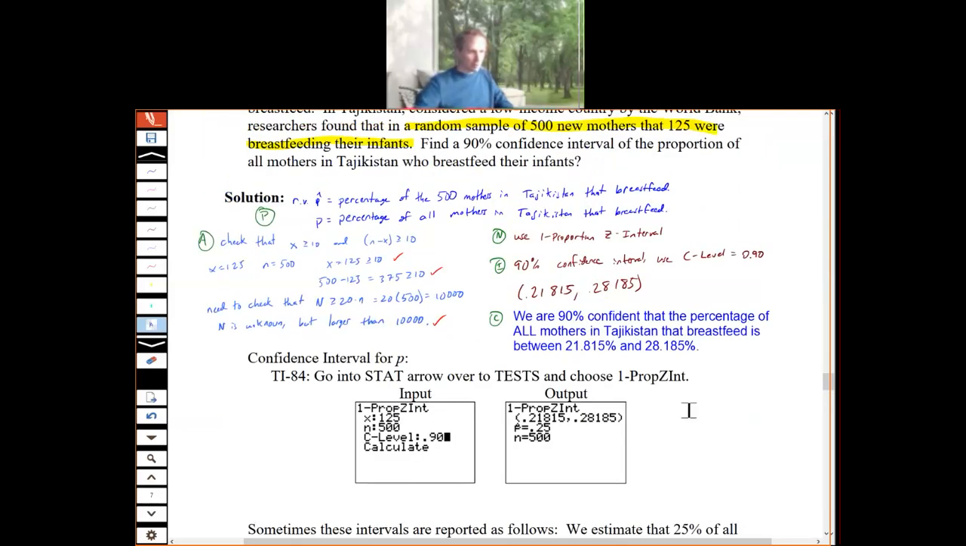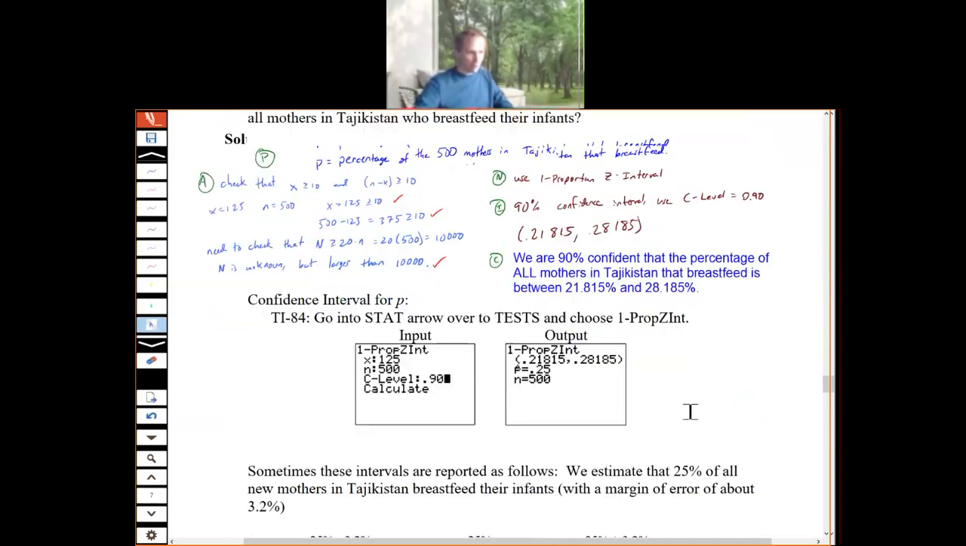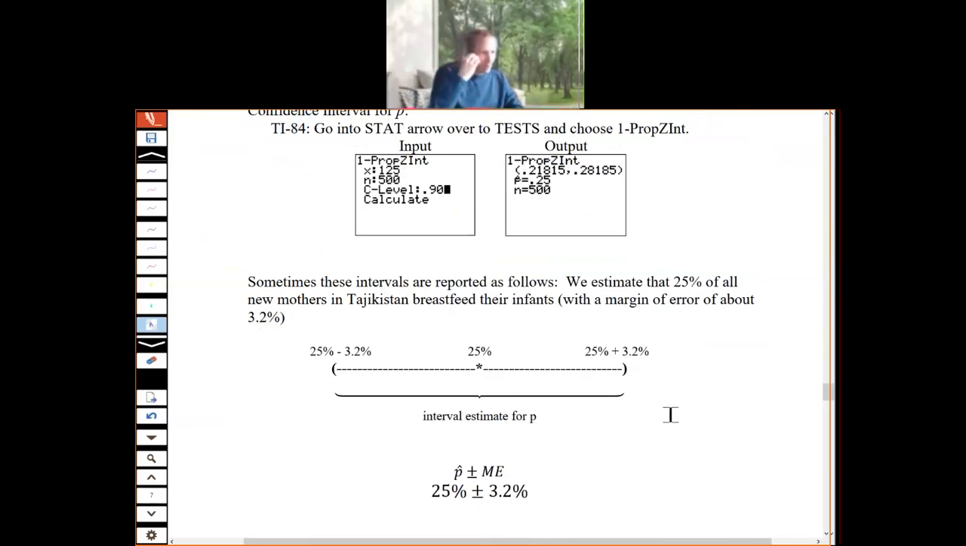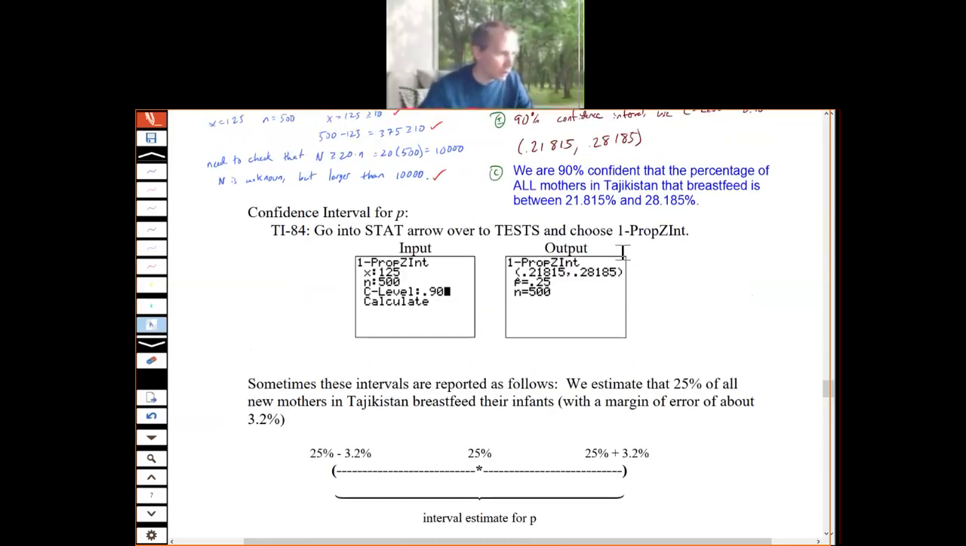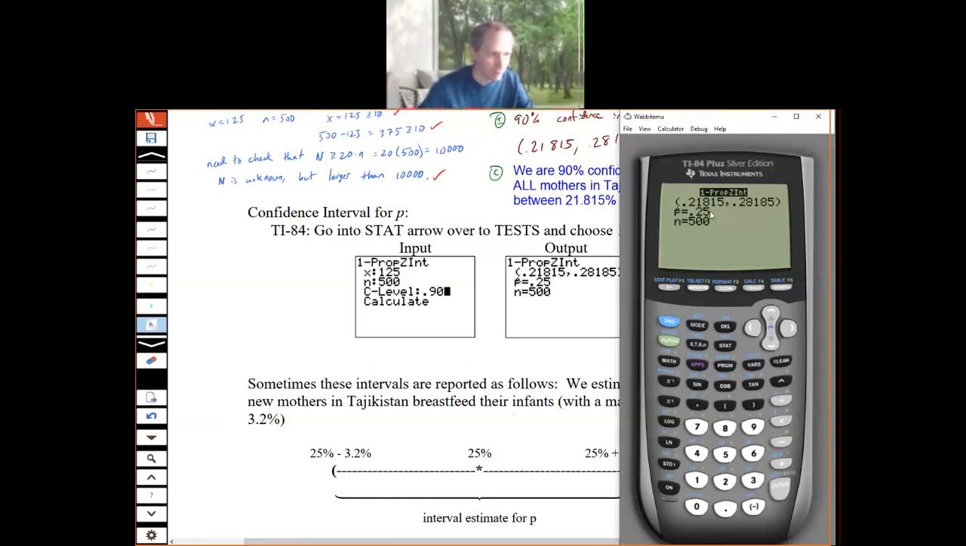Here's another way to look at that. Instead of saying that it's between 21.815% and 28.185%, there's another way that we can look at that. If I look at this interval, right in the middle is going to be 25%. You could see that because it tells you the p-hat, or you could also just average those two numbers. If I take 21.815 and 28.185 and average them, add them and divide by 2, I get exactly 25. So 25 is in the dead center.